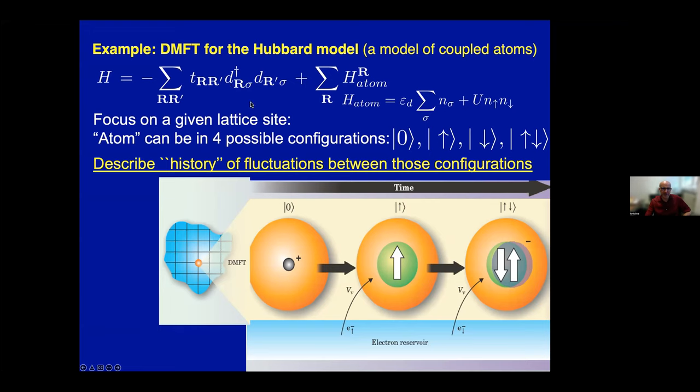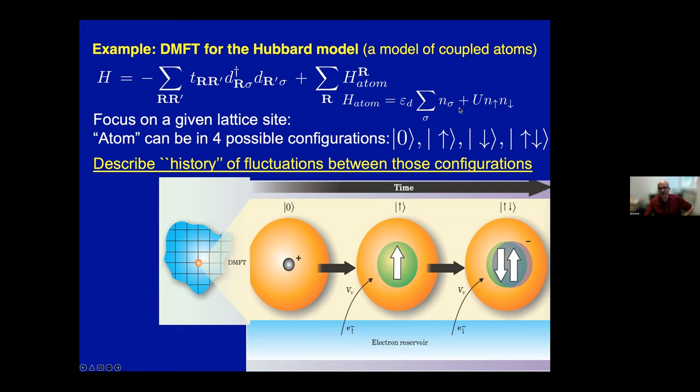You can think of this as a d shell, for example. And my Hamiltonian is built of a kinetic energy term, which means that the electrons can hop on the lattice sites, between the atoms, with a certain amplitude T, and a bunch of local terms, which are the atomic energies. So really the Hubbard model is a collection of atoms, and it's the simplest possible atom.